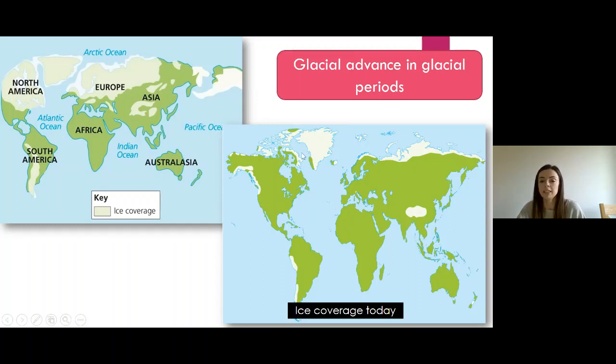And on the bottom here is ice coverage today. As you can see, only in the high latitude areas do we see this coverage of ice, where it is cold throughout the year. So we are in an interglacial period.